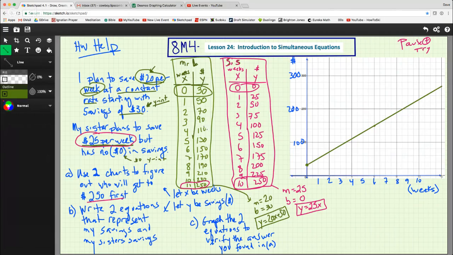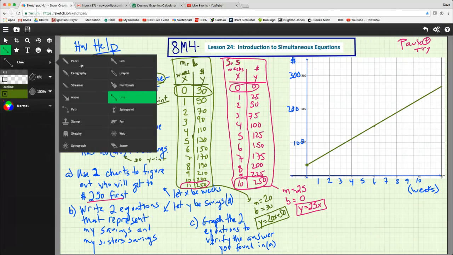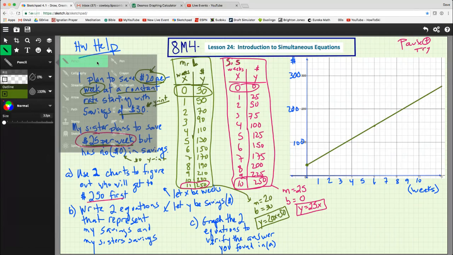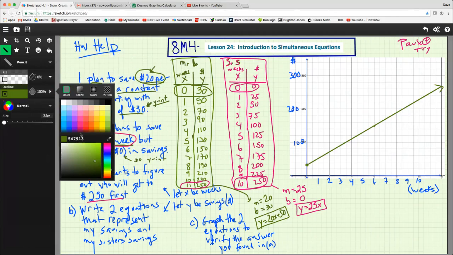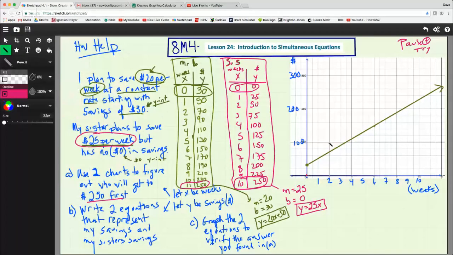20, 20, 20, 20. Okay, good. All right, so that's that. Now let's do my sister's savings rate, she's a star saver. So let's do 0, 4 comma 100, 8 comma 200.